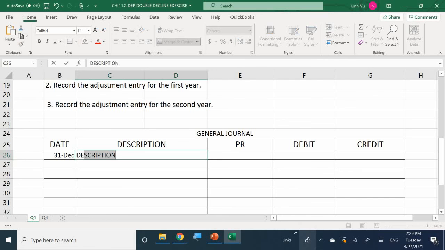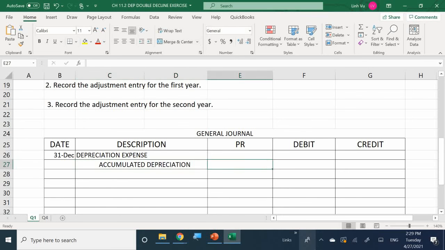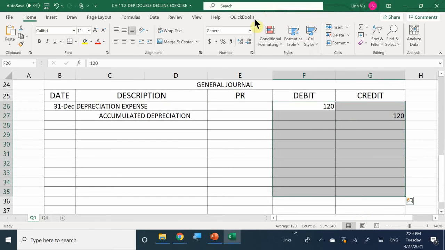Depreciation expense and accumulated depreciation. Mm-hmm. It's okay, it's a difficult word, especially the accumulated part. For what amount? 120. 120 was my first year's depreciation expense. So once again, I'm just going to format this using the comma.